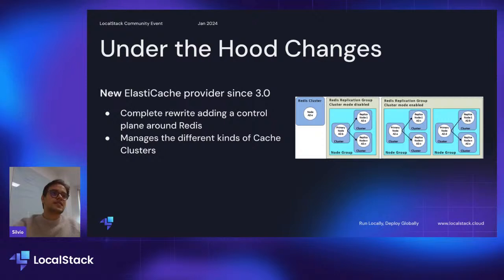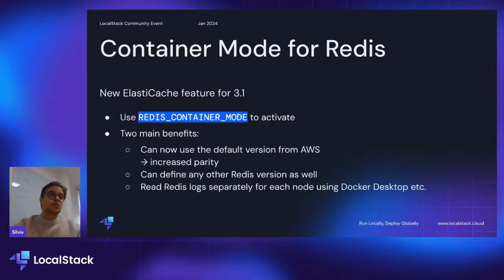So as you can see in this graphic here, there are different modes of how an ElastiCache cache cluster can look. For example, there's this Redis replication group, which just produces the replications of a single Redis node. So you don't have any sharding, but there's then also the cluster mode where you have the sharding. Rewriting this really helped us to get a good basis to further work on our ElastiCache implementation and our internal Redis management, which helped us to extend it a bit to also have a container mode, which is new for the 3.1 release.